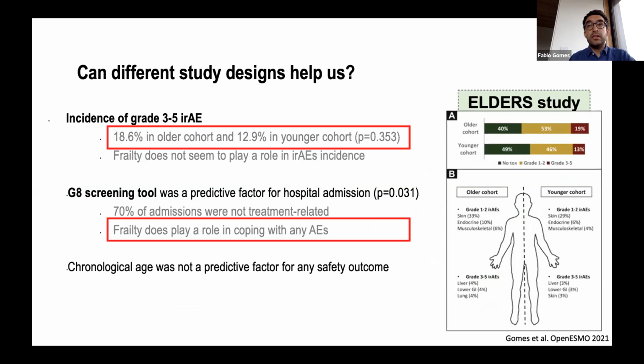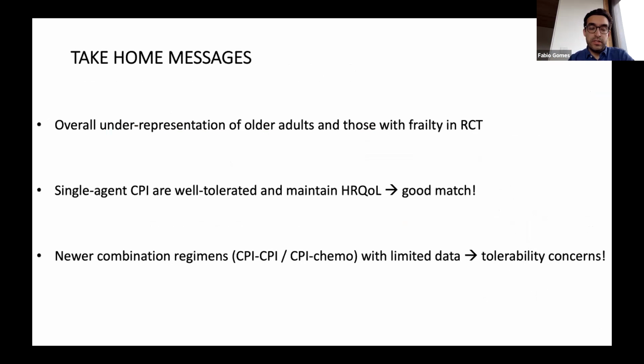And when we looked at whether frailty predicts those who might have high-grade toxicity, it didn't, but perhaps with no surprise, it did predict those that didn't cope as well with immune-related side effects. So it is indeed important to go beyond chronological age and add this extra layer when we're focusing on this group of patients. So my take-home messages: there is still an overall underrepresentation of older patients in the trials. And although checkpoint inhibitors are here to stay, and they've clearly revolutionized how we treat a lot of different cancer types, there is still that underrepresentation.